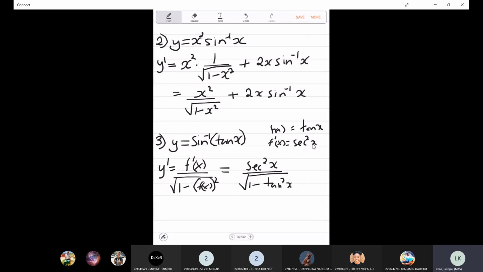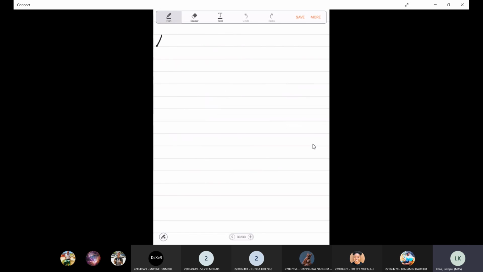So let's look at some of the questions in exercise 1.2.1. What do we have there? Okay, it's quite a number, so that's enough for you to practice. So exercise 1.2.1. Let's start with number 1.